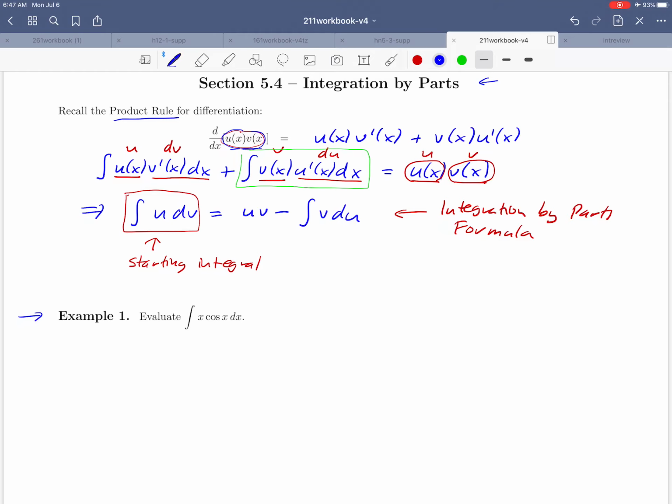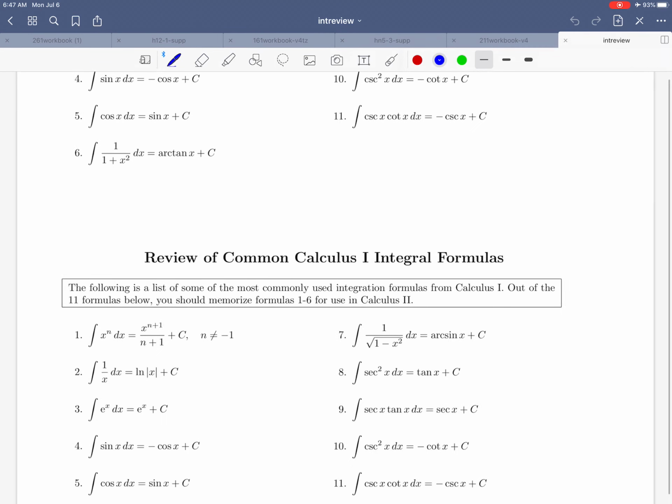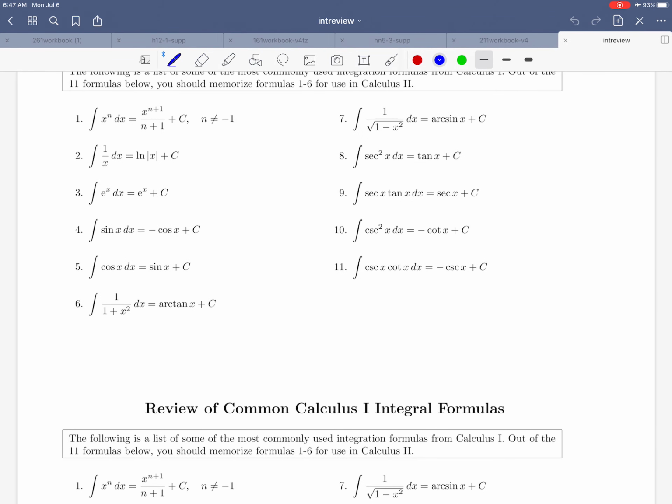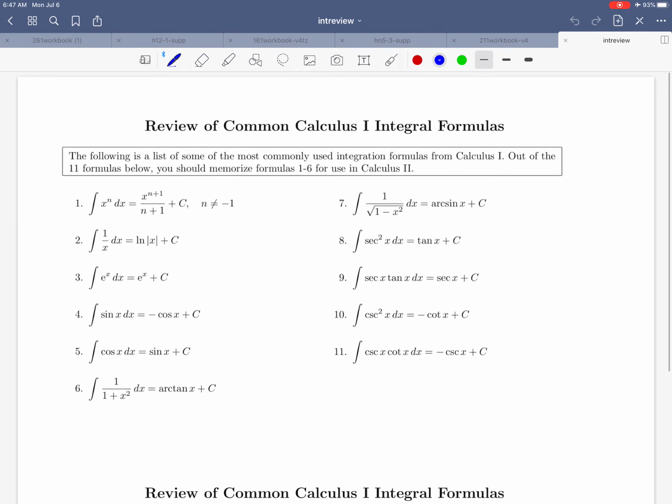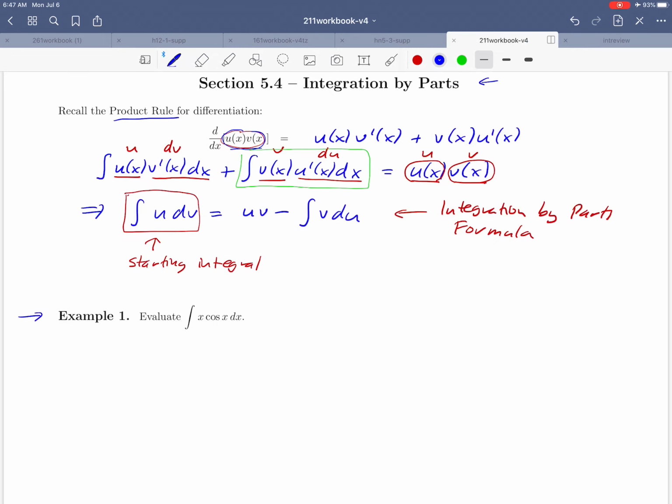They'd like us to integrate x cosine of x dx. Okay, now, again, if we sneak a peek at our general integration formulas here, you will notice that x cosine of x does not appear on this list. So we can't do the integral directly using our table of integral formulas, meaning we need to transform it into something easier.